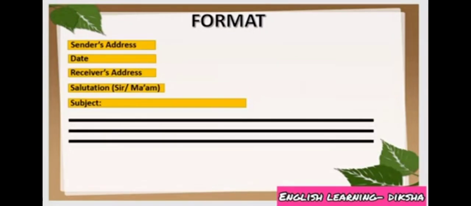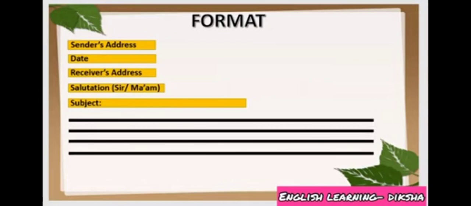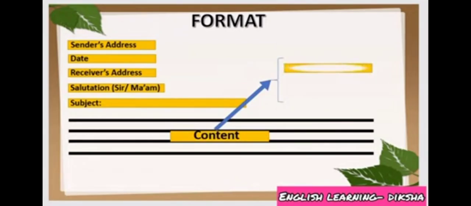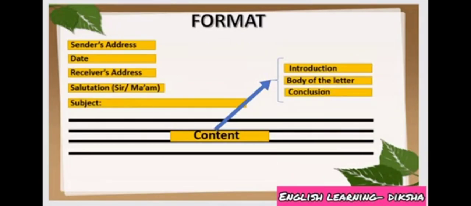Now after leaving one line comes the main matter of your letter. Content should be divided into 3 paragraphs. In first paragraph, introduce yourself and the purpose of writing the letter in brief. In second paragraph, it should include the matter in detail. In third paragraph, you have to conclude your letter by mentioning the solution or conclusion.